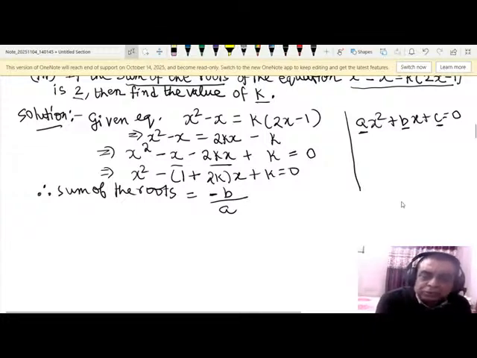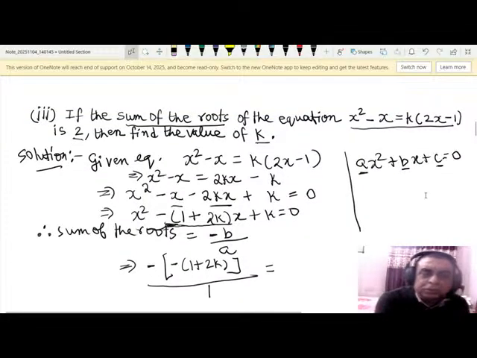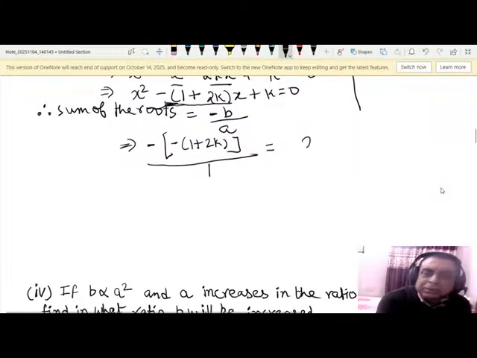So that is equal to the sum of the roots. The value is minus b, where b is the coefficient of x, which in the given equation is minus (1 plus 2k). Put a negative sign before it because it is minus b by a. The value of a is the x squared coefficient, which is plus 1. So this equals the sum of the roots, which we are told is 2. So equate it with 2.